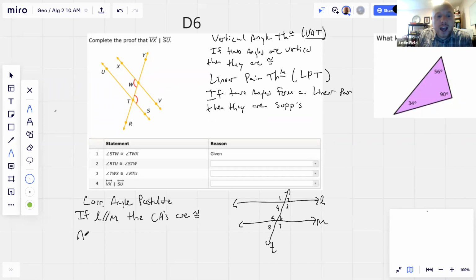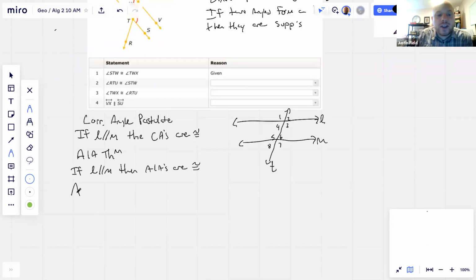We also have the AIA theorem. All right, and that is if L is parallel to M, then AIAs are congruent. The alternate interior angle theorem. And of course, we have the AEA. AEA, the alternate exterior angle theorem. If L is parallel to M, then AEAs are congruent.